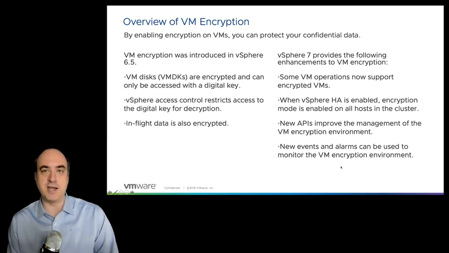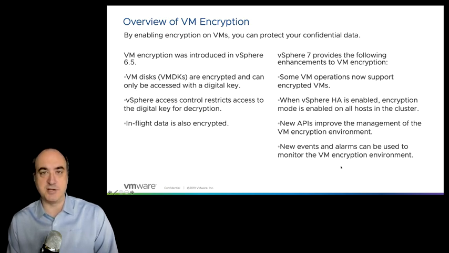As we mentioned, you've got to have one key from the key server and another key that is generated by the host where the VM was first encrypted. And the data is encrypted in flight. vSphere 7 introduced a few additional nice features. For instance, there are now VM operations that support encrypted VMs that we didn't support in the past. New feature that HA is supported.